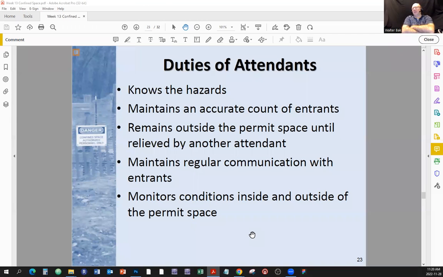So the person might not be as attentive to constantly monitoring the conditions of the room because they're doing the job. So the attendant is supposed to monitor the conditions inside the room. If something changes, they're supposed to react, and how they're supposed to react depends on the situation, and it all should be spelled out in the permit documentation. Okay?